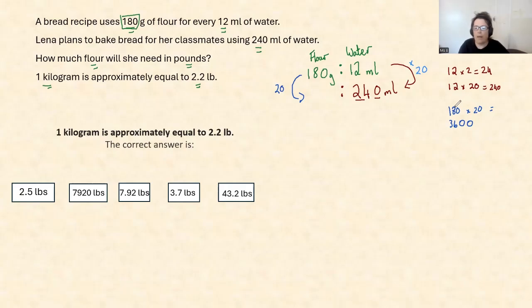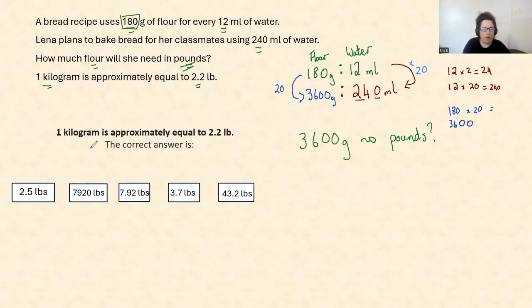Okay, so first of all, I multiplied 180 by 2, and then I got 360, and I added on the extra 0 because I'm multiplying it by 20, not 2. So the flour that we need is 3,600 grams of flour. But we are not looking for the answer in grams. We are looking for the answer in pounds. So how do we convert 3,600 grams into pounds?